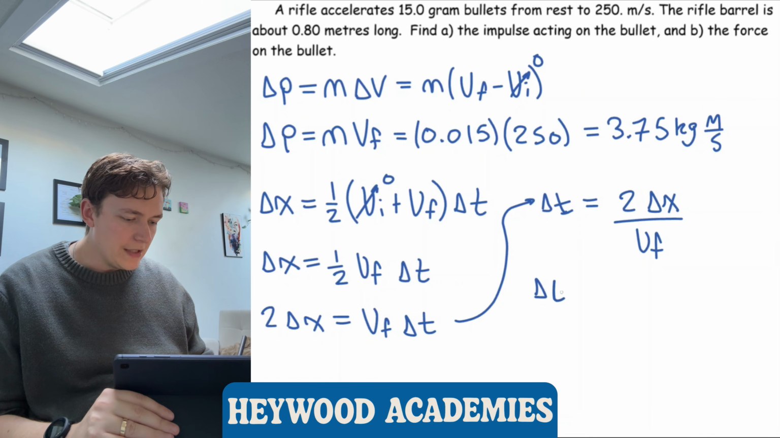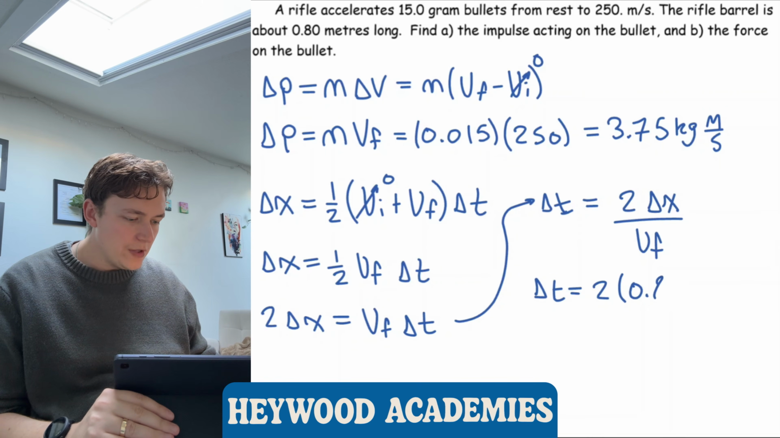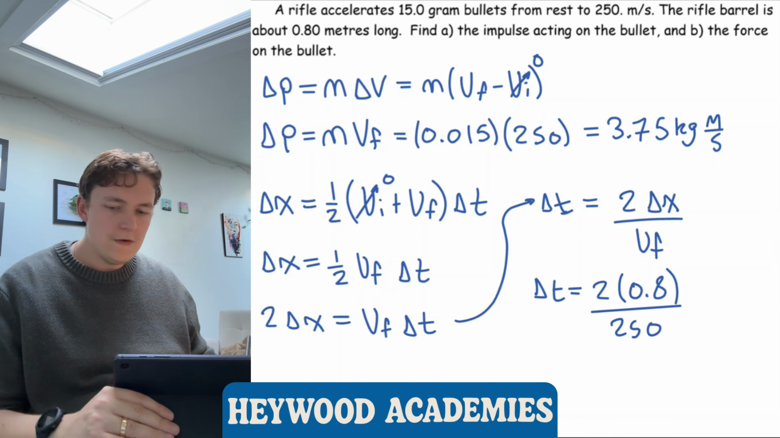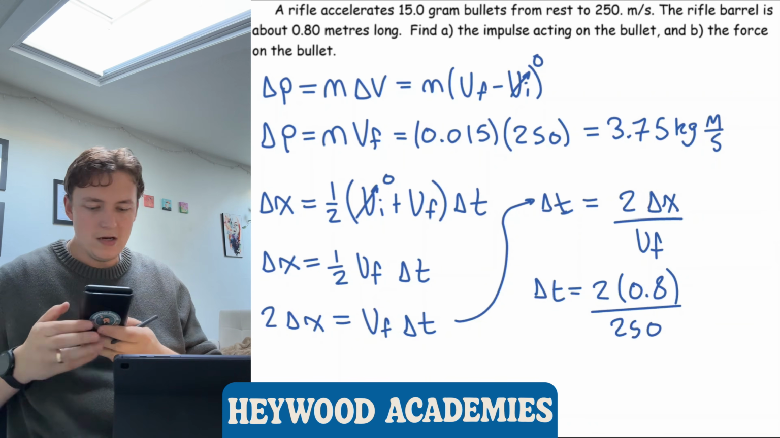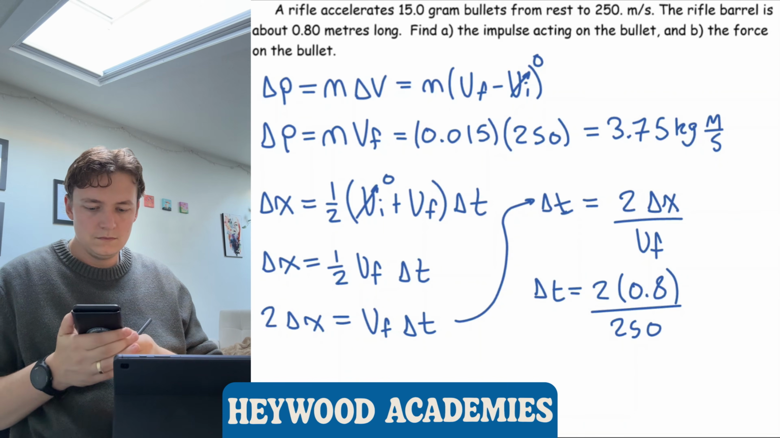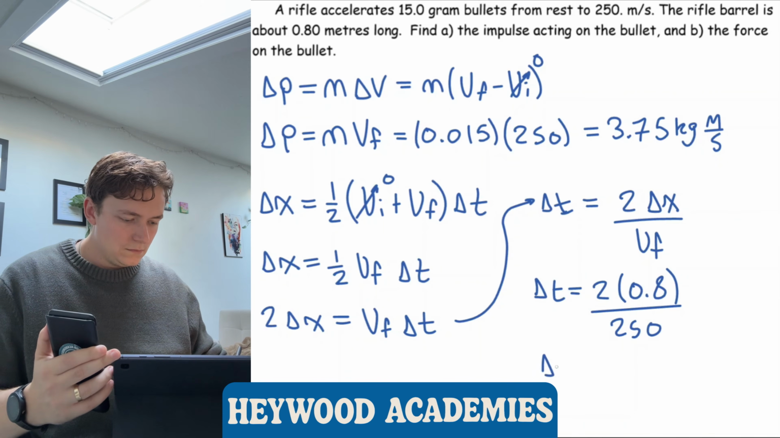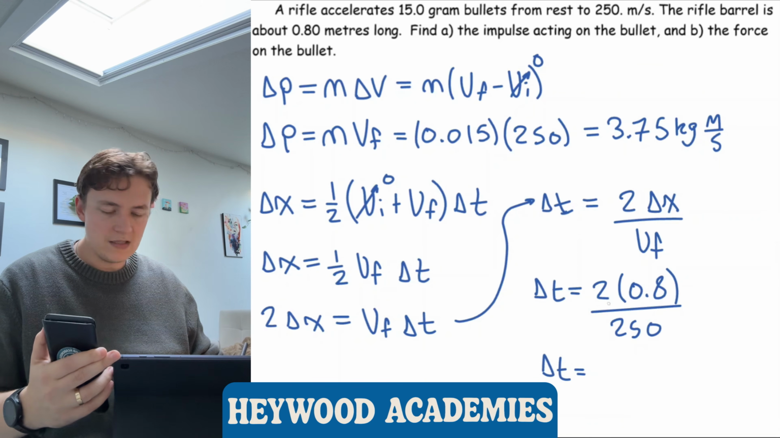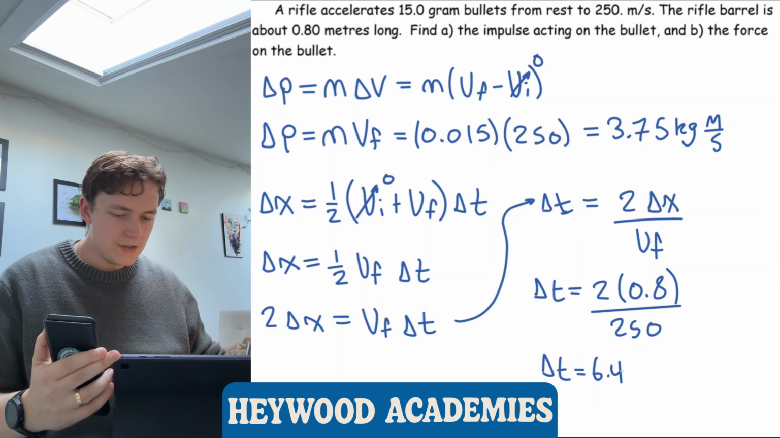And now we can just plug in the numbers that they gave us to solve for that. So 0.8 meters long, and that final was 250. So we'll get a really small number here, but that is okay. So it gave this to me in scientific notation at 6.4 times 10 to the negative 3 seconds.